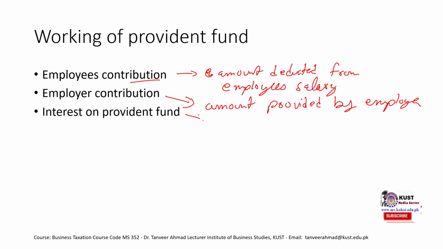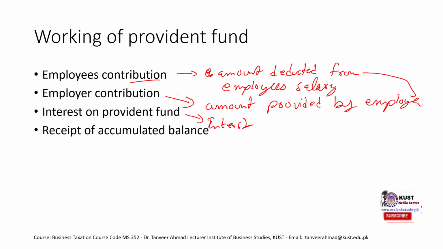The interest amount is that these two amounts are added up and deposited in a bank in some saving account, and interest is earned on this amount. This is the interest on provident fund. And at the time of retirement, the employee's contribution plus the employer contribution plus the interest amount is added up, and then it is given to the employee. This is called a receipt of accumulated balance.